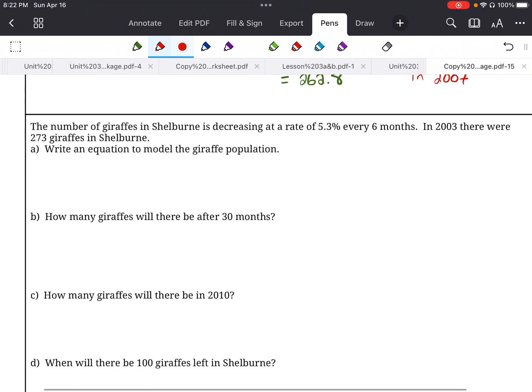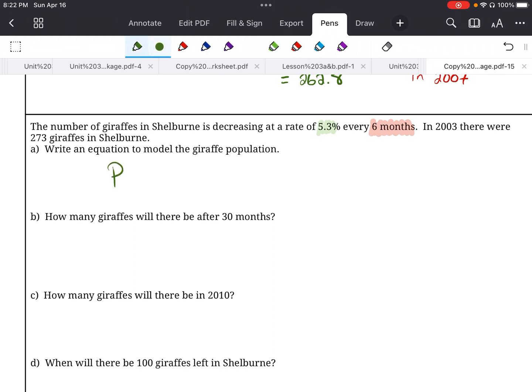The number of giraffes in Shelburne is decreasing at a rate of 5.3% every 6 months. Okay, so we know the rate, but this is telling us every 6 months. So because it's not in years, we're going to be using a rational as our exponent. In 2003, the year in which the study was conducted, there were 273 giraffes in Shelburne. Write an equation to model the giraffe population.